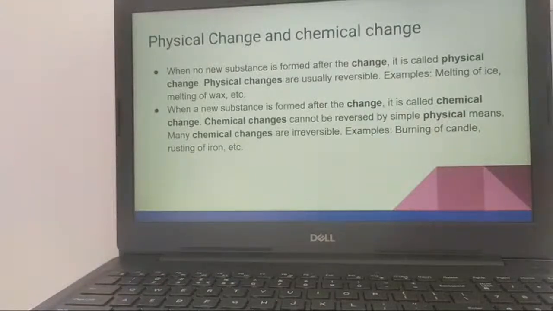Well, many chemical changes are irreversible, as just now we have discussed. Example is burning of candle. Now you must be thinking, in the first case, Miss told that it is melting of wax, and in the second example, she is telling that it is burning of candle. Well, this melting of wax and burning of candle, there is physical as well as chemical change which is taking place.